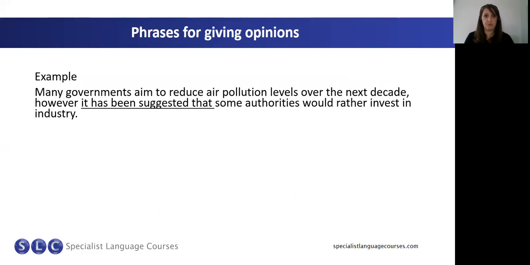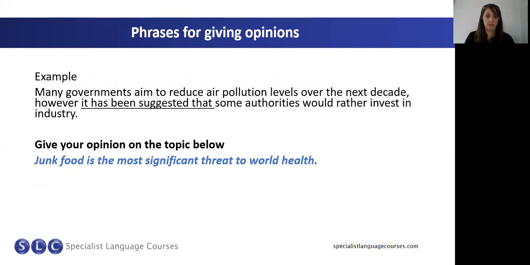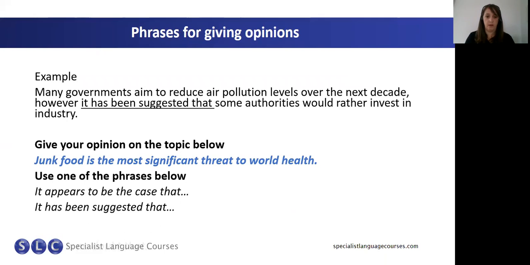So let's do some practice. Here is a topic, and I'd like you to practice giving your opinion. The topic is junk food is the most significant threat to world health. I'd like you to write in the chat box one sentence to express your opinion on this idea using one of the phrases below. So just one sentence on the topic of junk food, and write your ideas into the chat box, please.